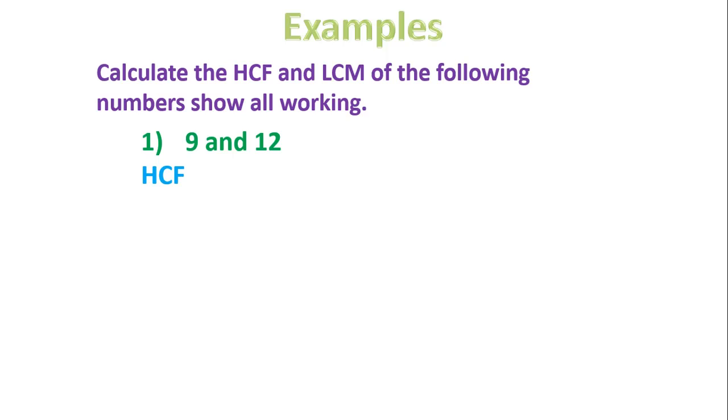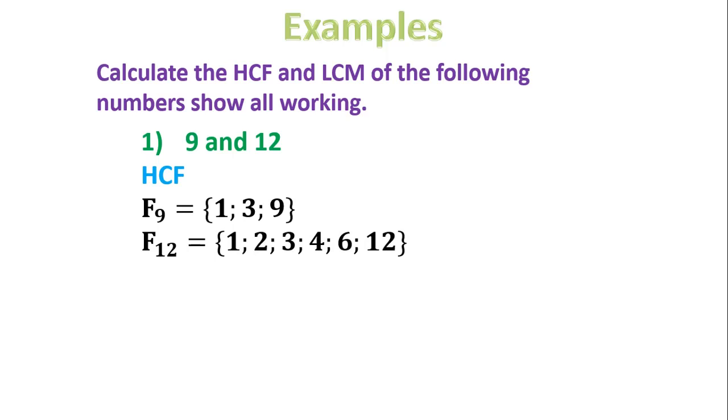So my factors for 9 are 1, 3, and 9, and my factors for 12 are 1, 2, 3, 4, 6, and 12. What is the highest number that's in both? Can you see that it's 3? And so my highest common factor is 3.